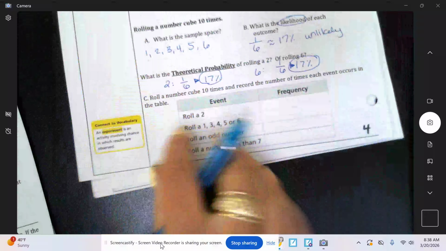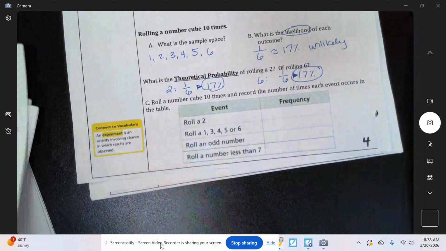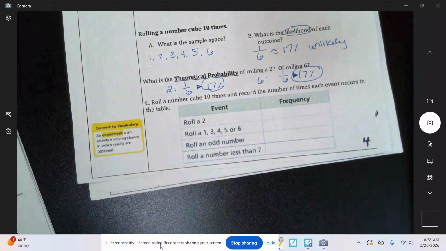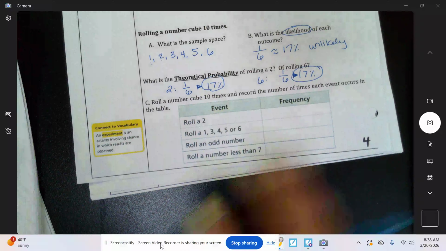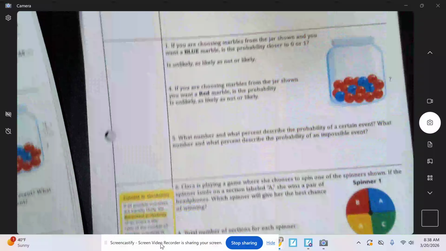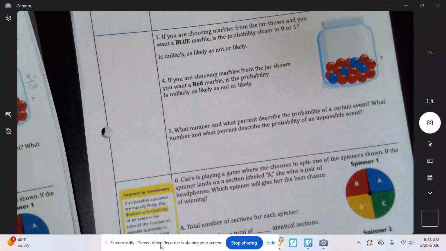We're going to come back here in a second and do this one where you're actually going to get to roll a number cube and everything with your group. But let's go ahead and turn the page. We'll come back to that in a minute. And look at the marbles.